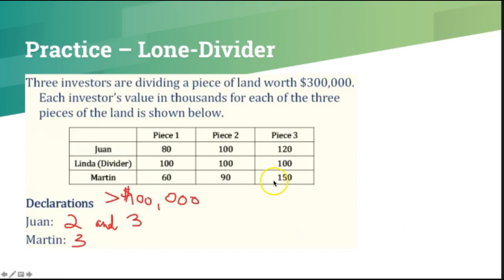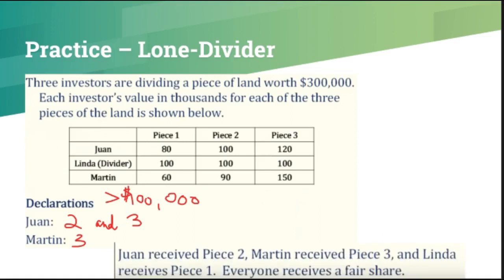So what we can do is give Martin piece 3 because he did think that that was at least worth his fair share of $100,000. Then we could give piece 2 to Juan because he thought that that one was worth 100,000, and that is his fair share. And then Linda is left with piece 1, and she's going to be happy with that too because she thought that they were all worth the same. So in summary, Juan can receive piece 2, Martin can receive piece 3, and Linda receives piece 1, and everyone receives what they think is a fair share.